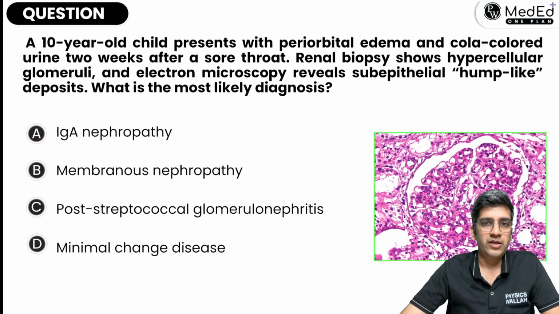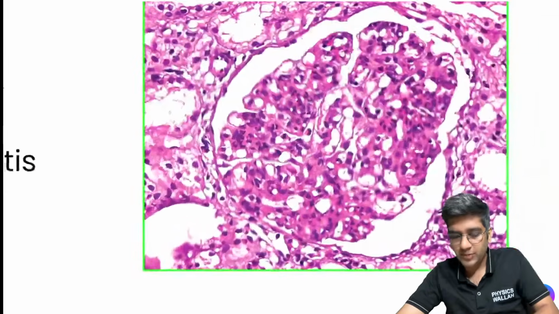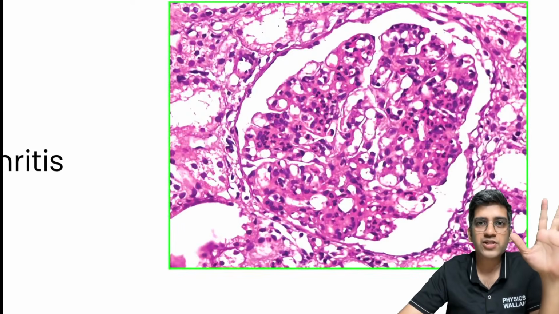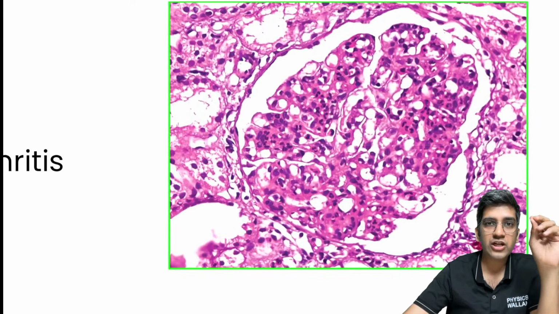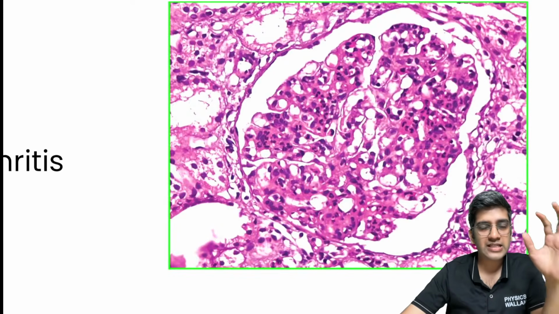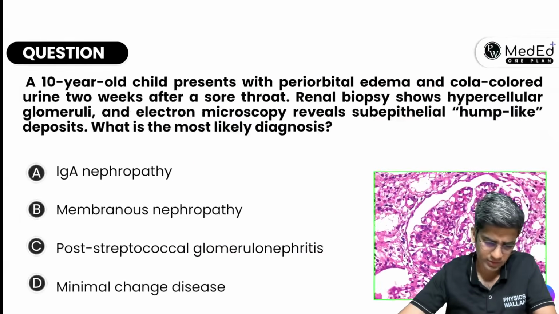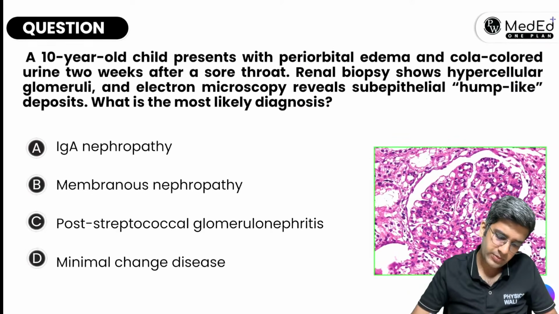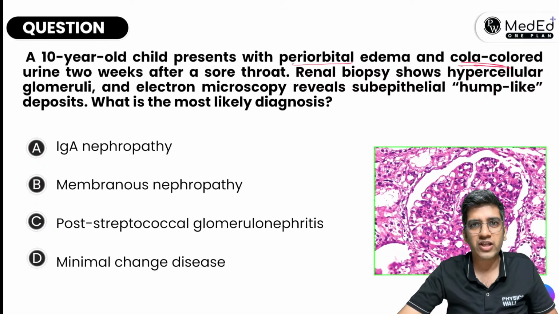Okay. Fine. So here, I don't expect you to understand the microscopy, especially an image-based question of the kidney. It's a bit difficult to understand that, right? If an image-based question is there, first, as I said, don't look at the image. Let's just look at the question. A 10-year-old presenting with periorbital edema, cola-colored urine. So is it nephritic or nephrotic?